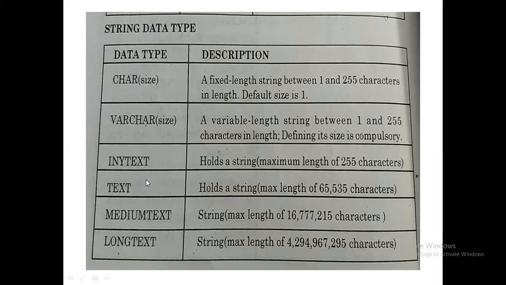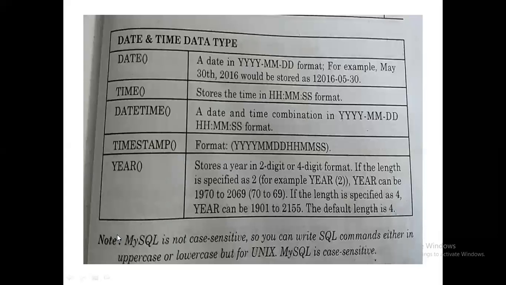TEXT holds a string of maximum length 65,535 characters. MEDIUMTEXT holds a string of maximum length 16,777,215 characters. And LONGTEXT is the largest size. So these are all the different string data types: character, varchar, tinytext, text, medium text, and long text.